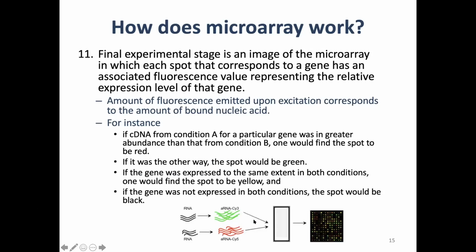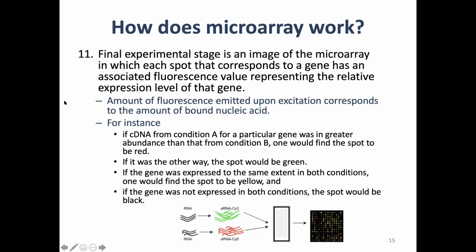So in this picture, it's clearly shown. One sample is labeled with green dye, another is labeled with the red dye, and then you excite each of these spots with a laser beam. Then you will get different colors depending upon which sample is overexpressed. If one sample is overexpressed, the spot will be green, and if the red one is overexpressed, then it will be red. If both are equally expressed, then it will turn yellow. And if none of them are expressed, then it will turn black. So let me go through this.